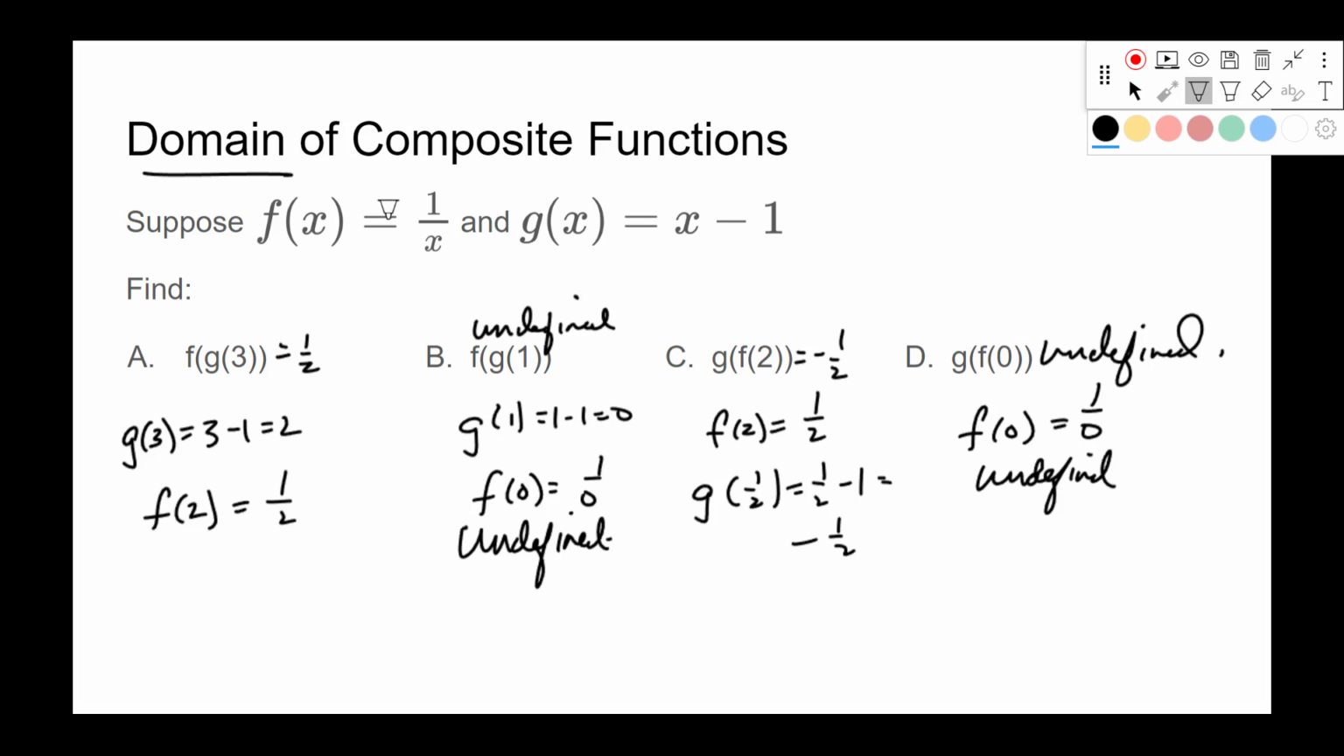But notice what's going on here, especially with this letter D, g of f of 0. I took 0 and tried to plug it into f, and it didn't work. It gave me something that was undefined, so I never made it to step 2. I never was able to figure out g of that value, because I couldn't find that value to begin with. Okay, that's going to play an important role in our domain. What happens if the value doesn't work in the domain of the inside function?